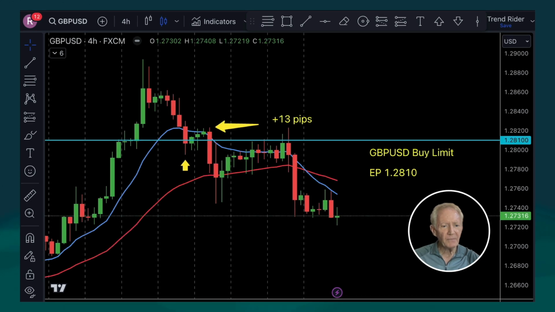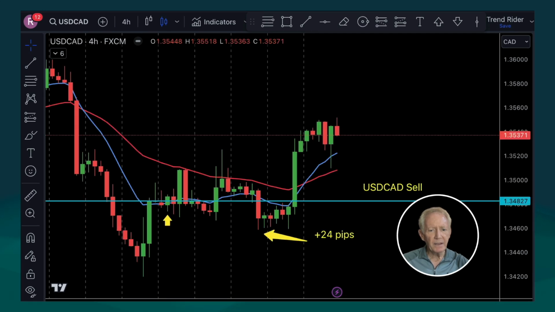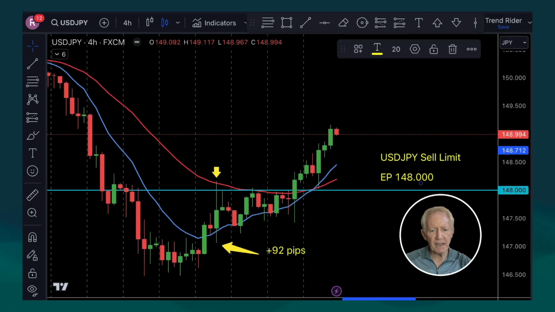And then the Pound US, okay, we only got 13 pips out of that one before that one went the wrong direction. And then the USD CAD sell, that was a market execution order, not a pending order. Market execution, I said to sell on Monday when the market opened, and that one went sideways during the week, and then finally on Wednesday we got 24 pips out of the USD CAD.